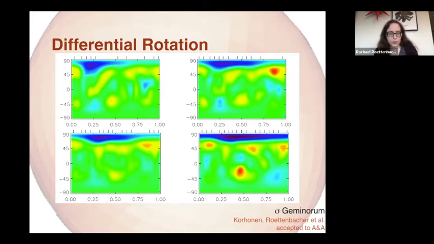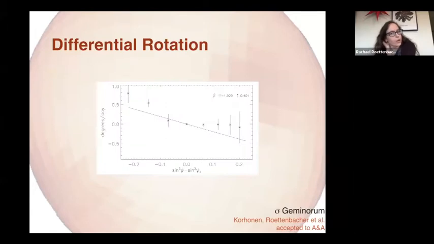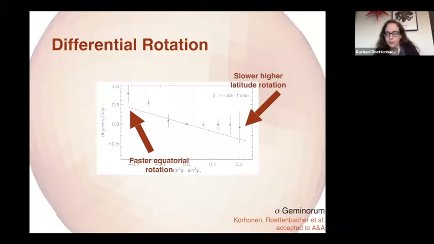This is work that was led by Heidi Korhonen at ESO. And we actually were able to measure the differential rotation on here. It's the same idea. How we plot our differential rotation is a little bit different, but the same idea, with the rotation rate on the y-axis and the latitude on the x-axis. And again, we see the faster equatorial rotation and the slower higher latitude rotation. And I'm pretty excited about this result just because it was just accepted today. So that was some good news.